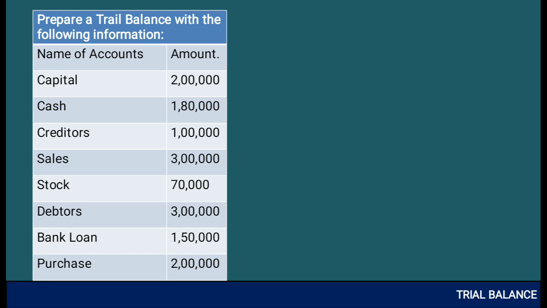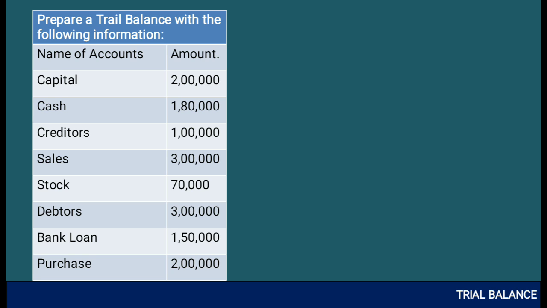As we have already revised, you just remember where we have to transfer the balancing figure of the different ledgers. Capital having a credit balance, so we have to transfer it to the credit side in trial balance. Cash, that is part of assets, debit side. Creditors, that is part of liabilities, credit side. Sales, that is a kind of income, credit side. Stock, always assets, so we have to record it on the debit side. Debtors, assets. Bank loan, that is a kind of liability, so we have to record it on the credit side. Purchases, that is part of expense, we have to record it on the debit side.